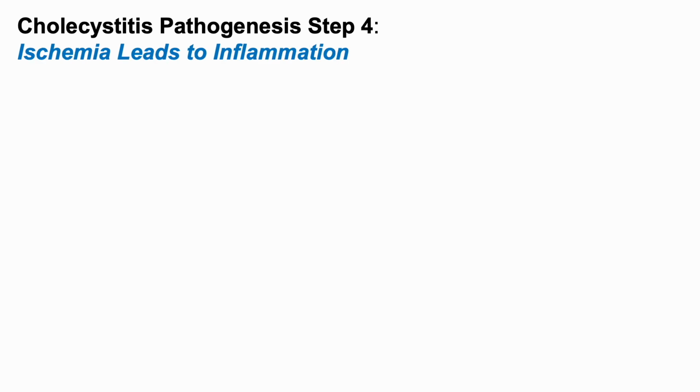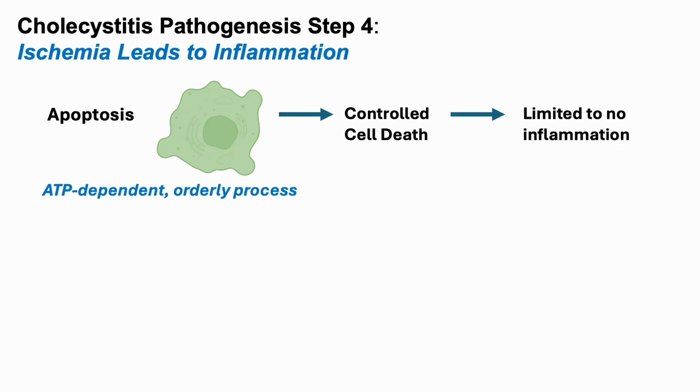Step 4 is that ischemia leads to inflammation. While the inflammatory cascade is very complex, there are some basic critical processes that are noteworthy for cholecystitis. One of these is to distinguish between cell death by apoptosis versus necrosis. Apoptosis is a process of controlled cell death that is well contained and results in little to no innate inflammatory response. Apoptosis is ATP dependent, meaning oxygen dependent, and it is an orderly process.